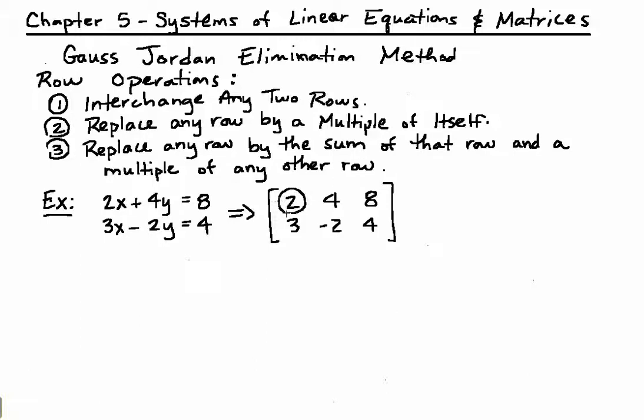We want to make this first entry in the first row equal to 1. And to do that, we're looking at step 2, where we replace the first row by a multiple of itself. What this means is we want to multiply the first row by something so that the first entry will become 1. Well, 2 times 1/2 is equal to 1. So we're going to multiply everything in the first row by 1/2. And the second row remains unchanged.